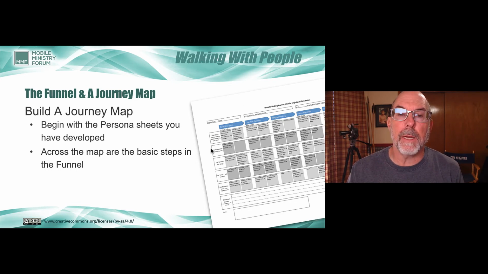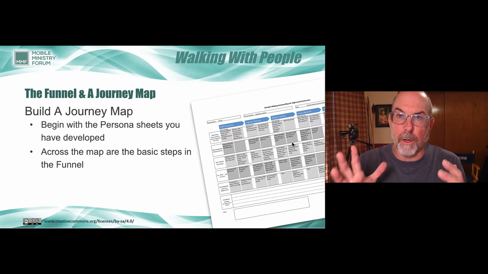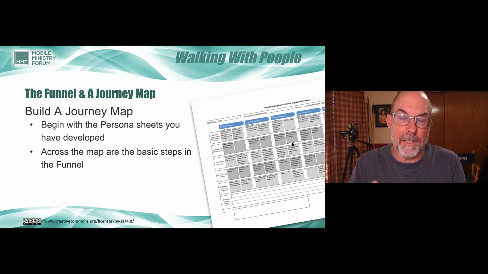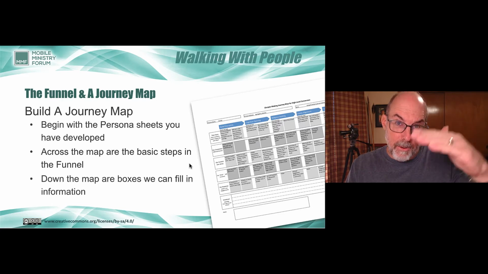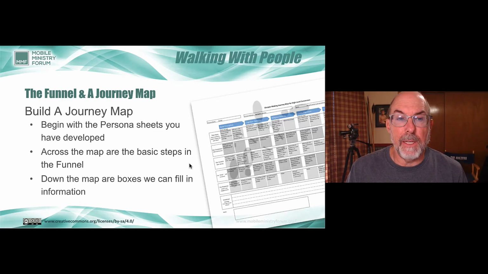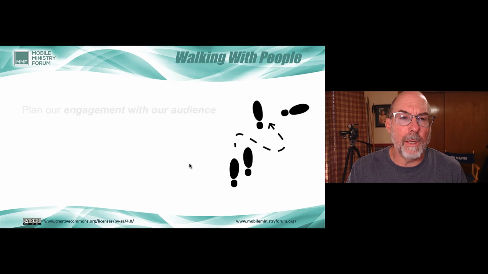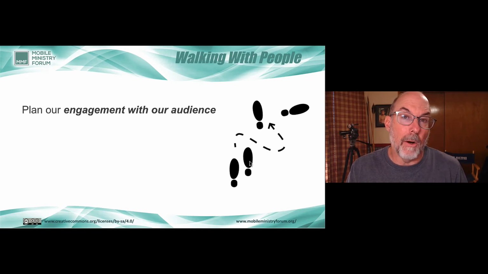And across the map are basic steps that they might be in, okay? They could be beginning with what we call the belief disruption stage. They could be actively religious seeking, when we're saying, okay, we're going to do some media for people who are actively seeking answers about Jesus. Let's start there. So down the map are boxes that we can fill in. And all of those things are really planning our engagement.